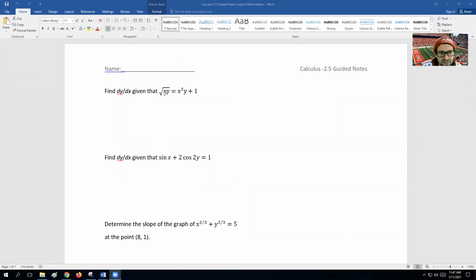So if you notice this one here, we actually have chain rule because this is xy to the 1/2 power. So it's something to the 1/2 power. And then we have the product rule inside of there. So let's have some fun. Let's take the derivative of this one right away.